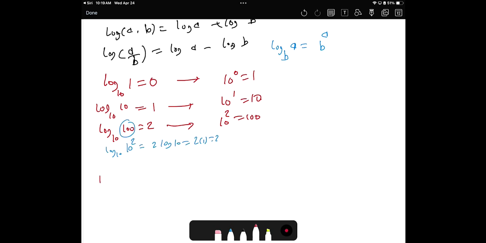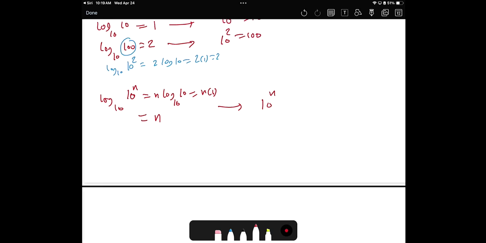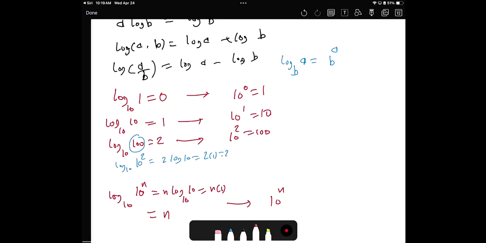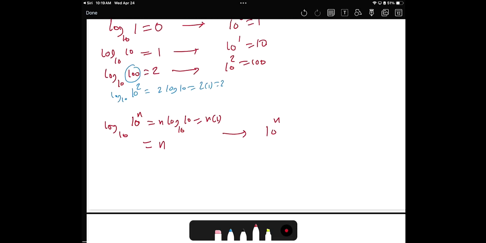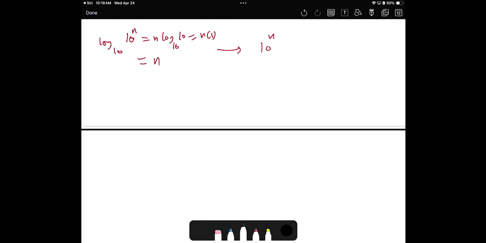Other than that, log of 10 power n base 10 will be n log of 10 base 10, which will make it n times 1, then the answer will be n. This is similar to 10 power. Okay? Here are some properties of logarithms. Now let's put some scenarios in dB.